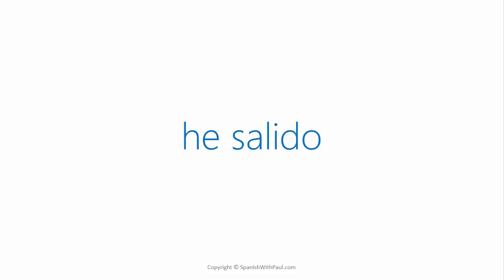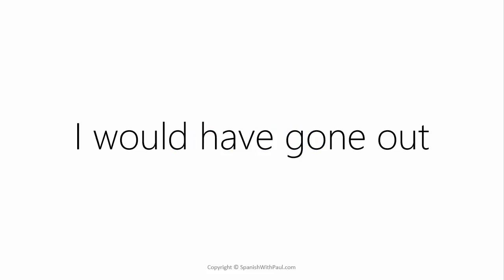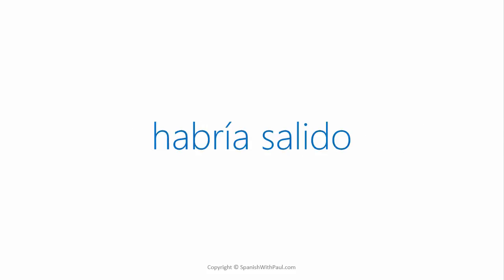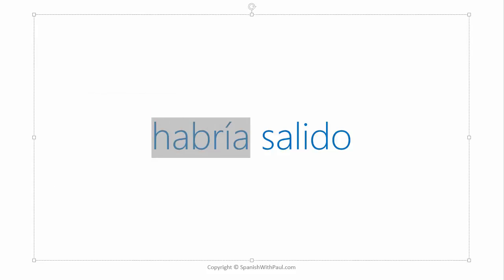Now let's do an IR verb example. To go out, we have salir. To express I have gone out, it would be he salido. Again, we want to make the leap now to I would have gone out. So you take your habría, I would have, and simply add the same past participle. So habría salido, I would have gone out.